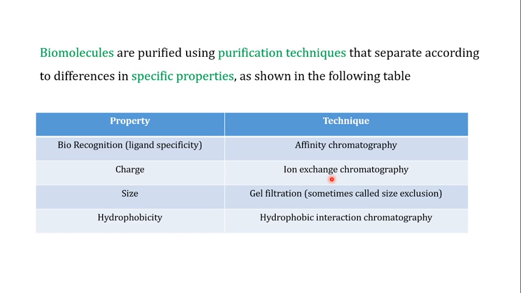If you talk about ion exchange chromatography, it utilizes charge as the property for the separation of different biomolecules from each other. Gel filtration, which is sometimes called size exclusion chromatography, separates the mixture of biomolecules from each other based on size. Hydrophobic interaction chromatography utilizes the hydrophobicity of the different biomolecules to separate them from one another.